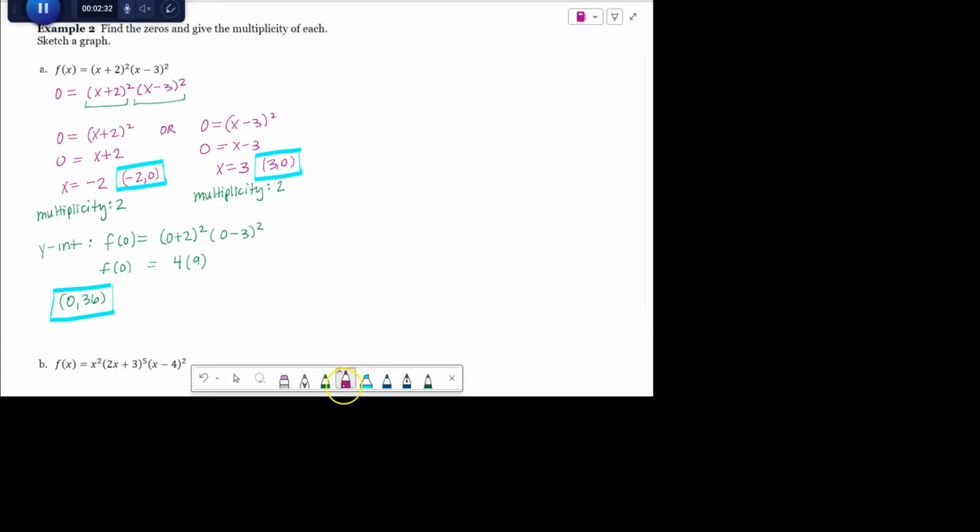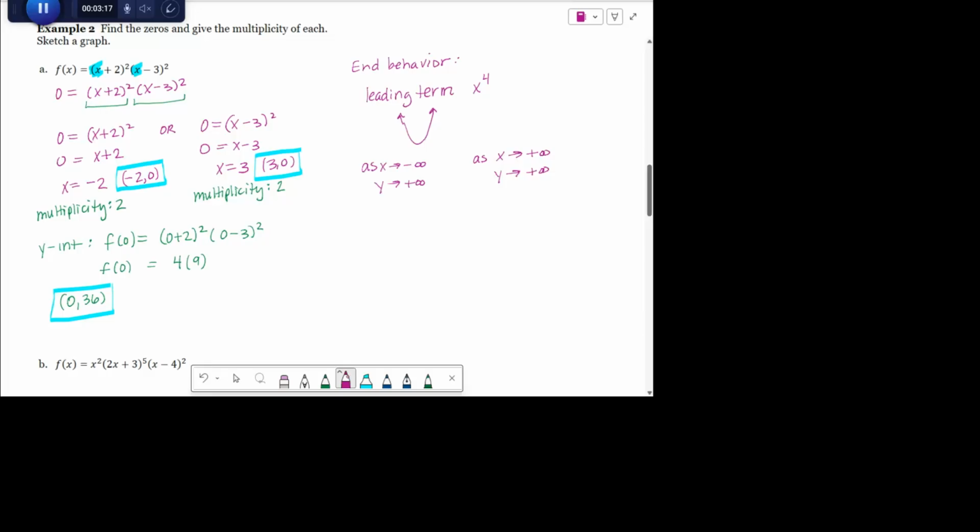We also can think about the end behavior by looking at what the overall degree is. If I were to multiply this out, I would get x squared from this term and x squared from this term. So I think that the leading term is going to be x to the 4th power. That means that my graph is going to look like this at the extremes. As x goes towards negative infinity, my y values are going towards positive infinity. And as x goes towards positive infinity, my y values are also going towards positive infinity.